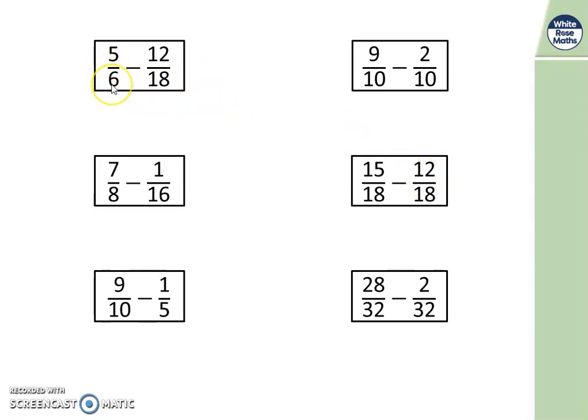Let's check. Does 5/6 convert to 15/18? To change 6 into 18ths, we multiply by 3. 5 times 3 is 15. So this is the matching one.